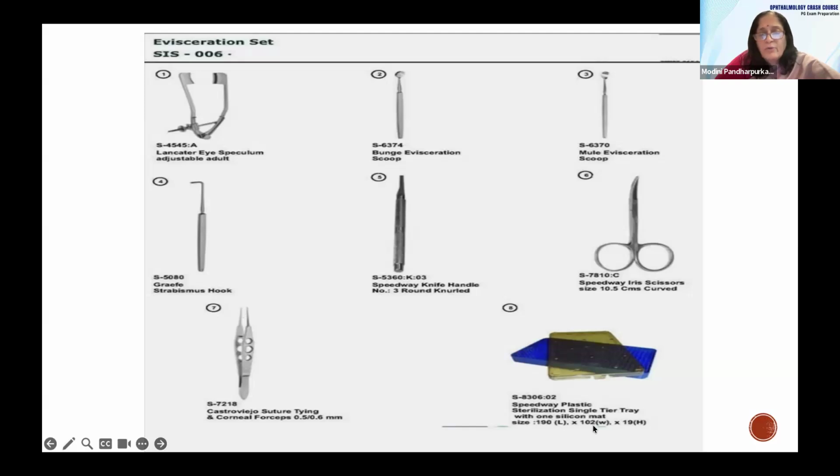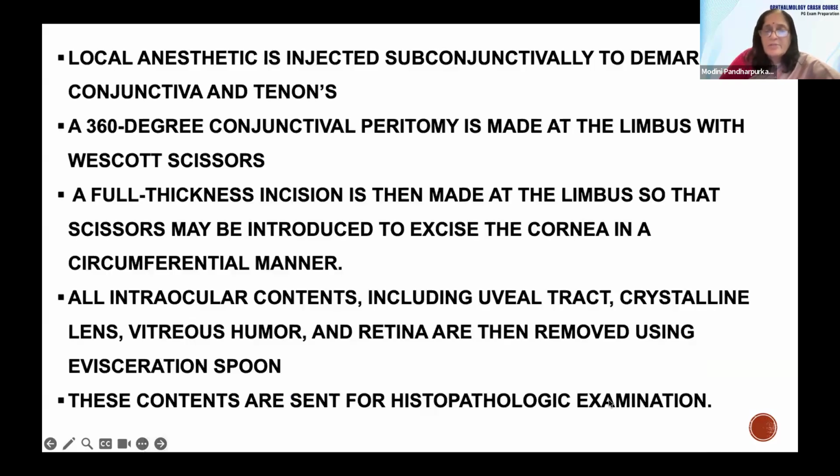And of course, the suture tying forceps. These are the sterilizing trays, which you don't need to know. So you inject subconjunctivally also.